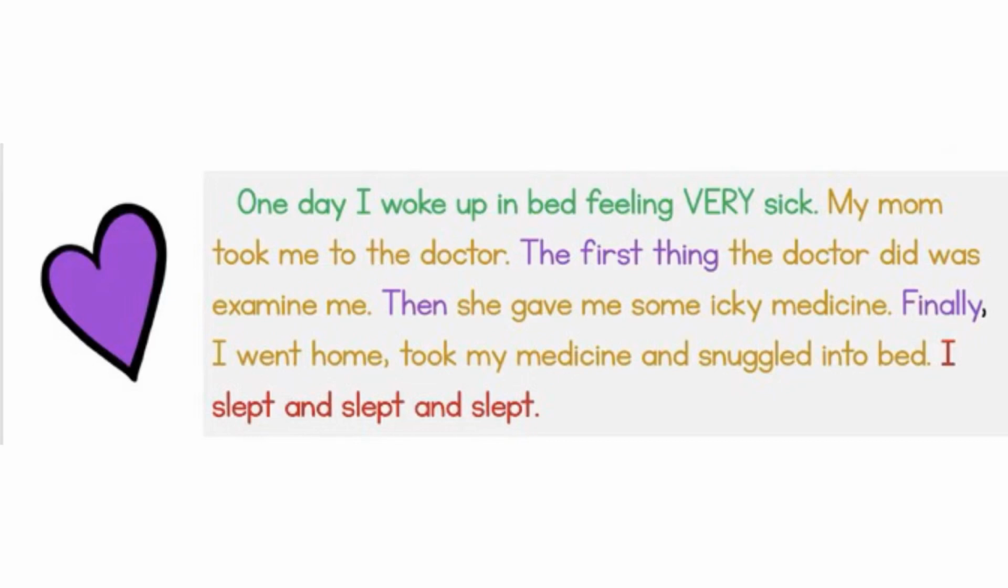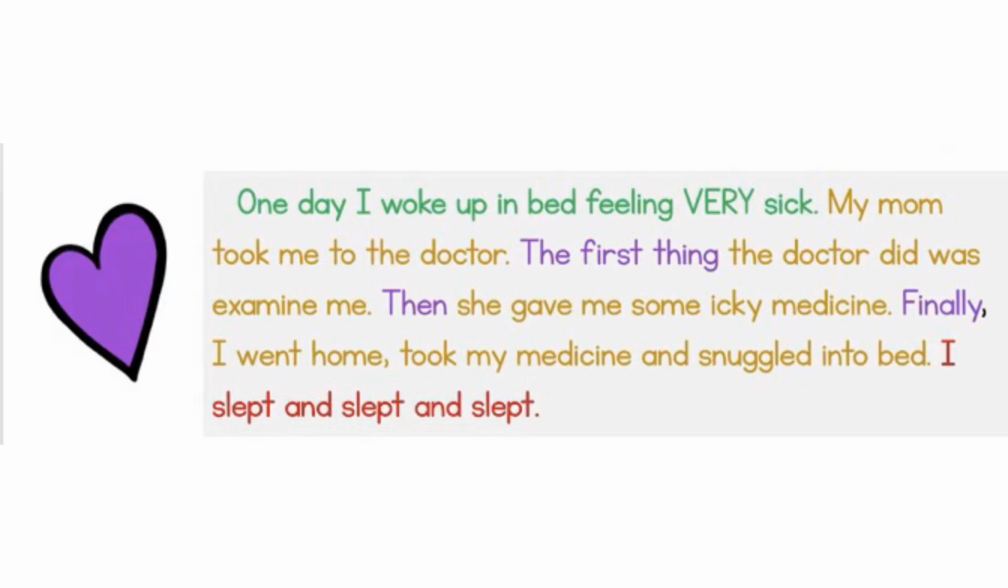Notice that the first sentence is green. It's green because it's our beginning sentence. It tells us the who, what, when, and where. The character woke up one day feeling very sick. What do you think the purple words mean?